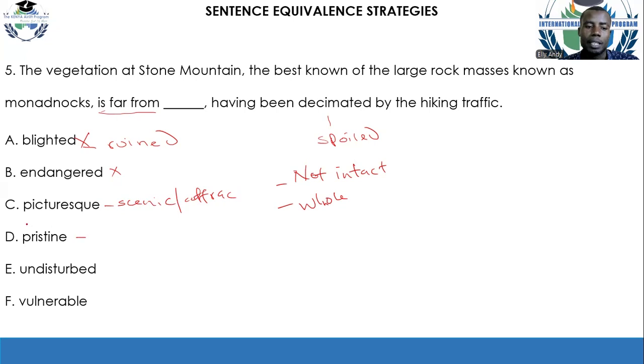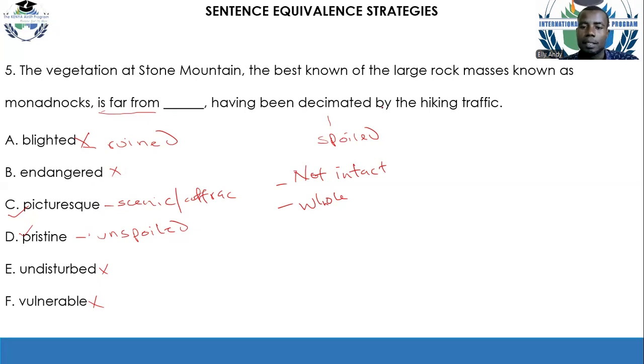Then pristine, yes, we have another one. Pristine means unspoiled. So this vegetation, because it has been decimated, is far from unspoiled. Is it far from undisturbed? Not really, because it's actually been disturbed. Vulnerable? No. So we have our answers as C and D.